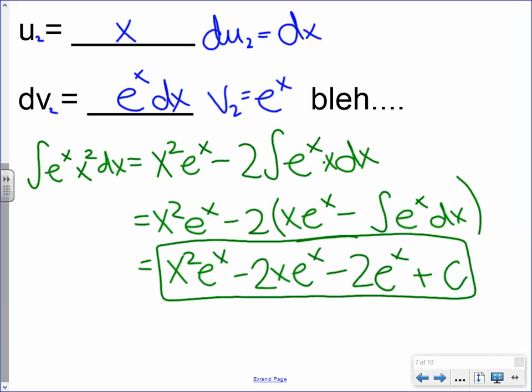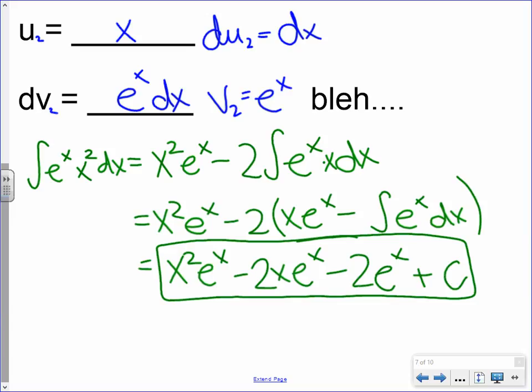Okay, so we had to do integration by parts 2 times. What if that would have been an x cubed e to the x? 3 times. We would have had to do it 3 times. And what if I was really annoying and I gave you x to the 5th? We would have had to do it 5 times. Is there a shortcut? Yes. There is a shortcut. Would you like to know the shortcut?